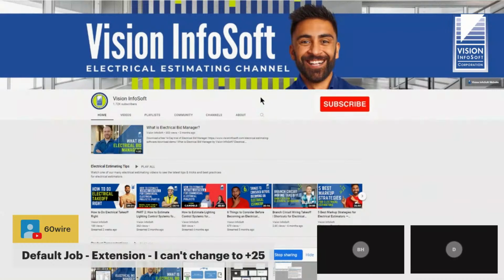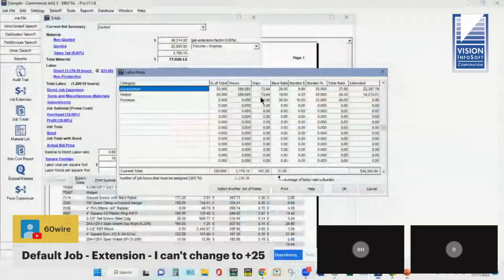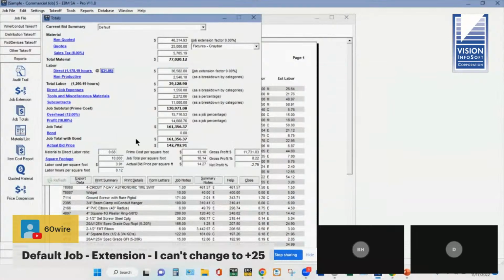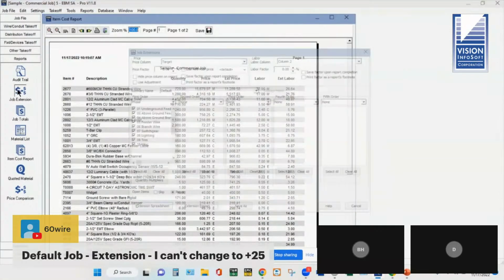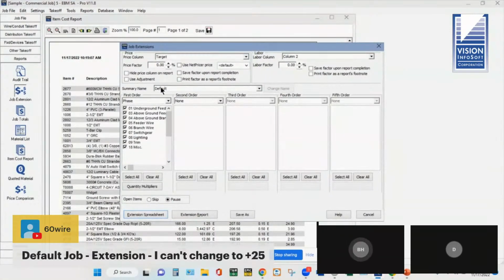And then he said he had a follow-up that just said, default job extension, I can't change to 25 plus. I'm not sure what he means by that. The default job extension, let me go back to that screen here. So I think he means either the factor for the price or the factor for the labor.